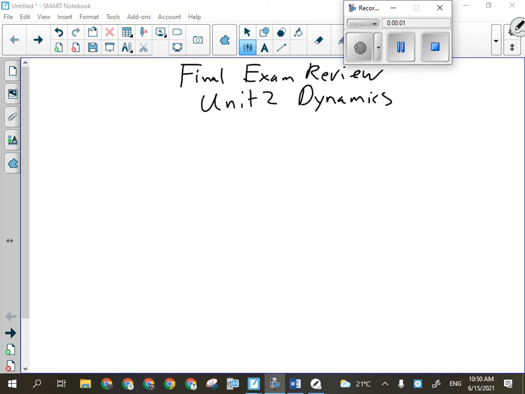So Unit 2, important concepts in Unit 2. The first thing we talked about was inertia, Newton's first law. There's not any calculating to do with that law. It's simply what an object does when there's no net force acting on it. What does an object do when there's no net force acting on it?